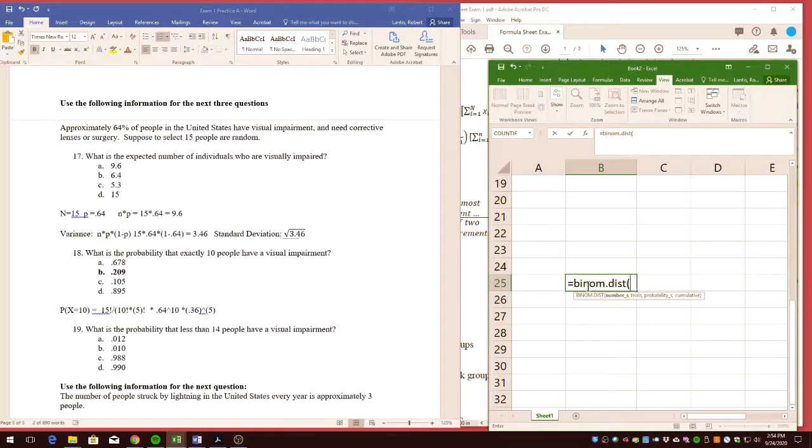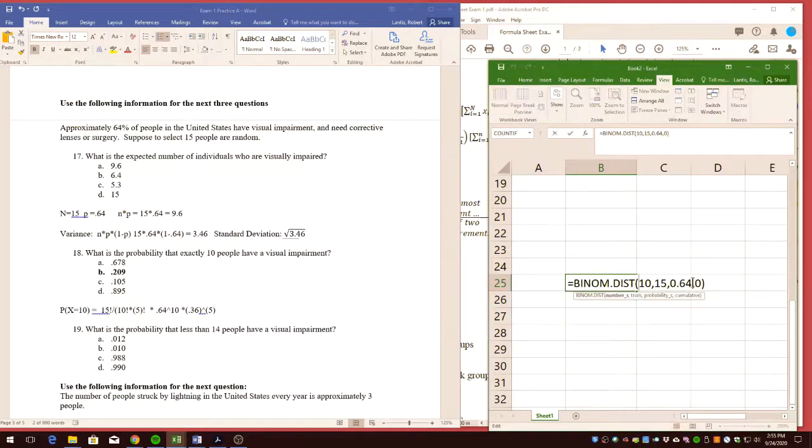So here I can use that binom.dist function. It essentially is that probability mass function. You tell it n, p, and x. So the first thing is the number of successes, so we wanted 10. The second thing you tell it is the number of trials, 15. And the third thing you tell it is that probability of success, 0.64. Now the fourth thing we have to tell it is whether or not we want to make this cumulative. Well, we want exactly 10, so we don't want it to be cumulative, so we'll put a 0. Sure enough, we get the same answer that we found entering this into our calculator.